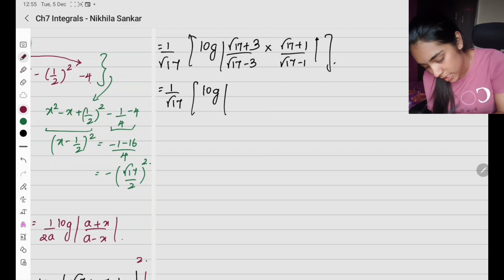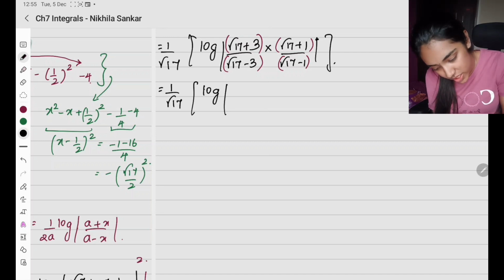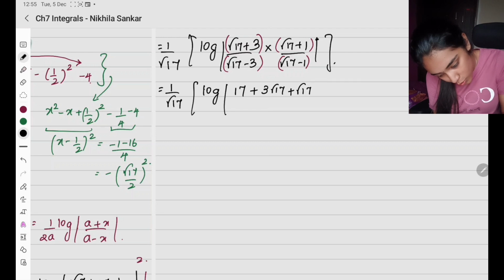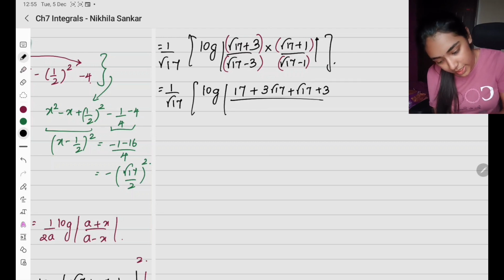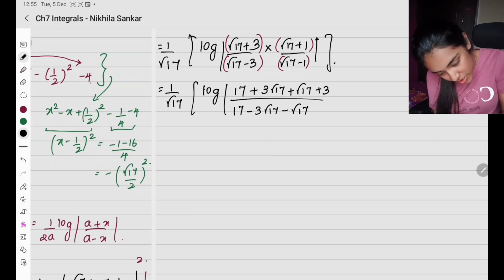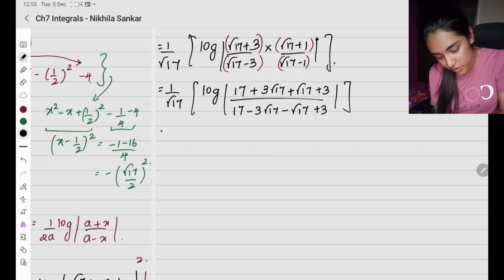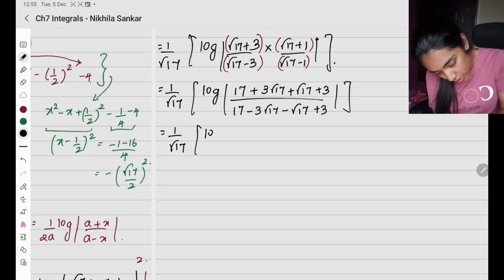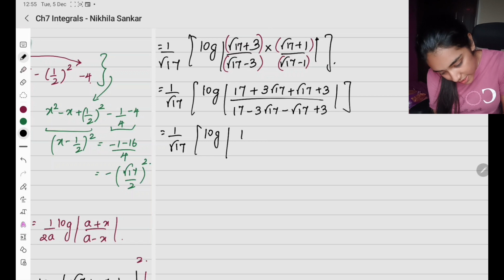So multiply, remember you have a bracket here. So this is all inside a bracket. Multiplying, root 17 times root 17 is 17, plus 3 root 17, plus root 17 plus 3, divided by the denominator, 17 minus 3 root 17 minus root 17 plus 3. When I further simplify, log mod of 17 plus 3 is 20 plus 4 root 17, divided by 17 plus 3, which is again 20 minus 4 root 17.